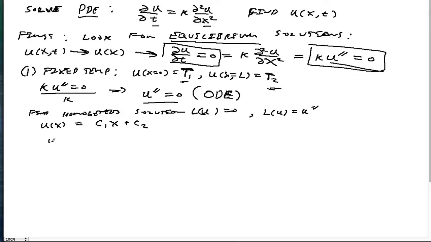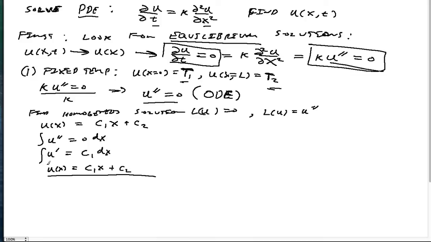So what we can do is say u double prime is equal to 0. Take the antiderivative of that, and we get u prime, and that has to equal the integral of 0, which is, of course, just a constant, c1. Then we take the antiderivative of that again, and we get u of x is equal to c1 x plus c2. All right, so there we go. There's our nice solution to this problem.